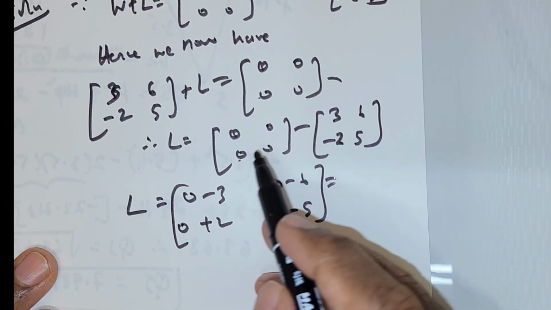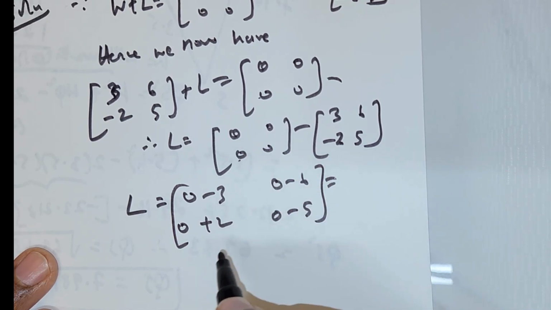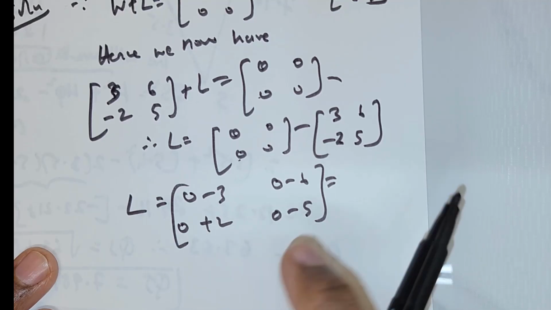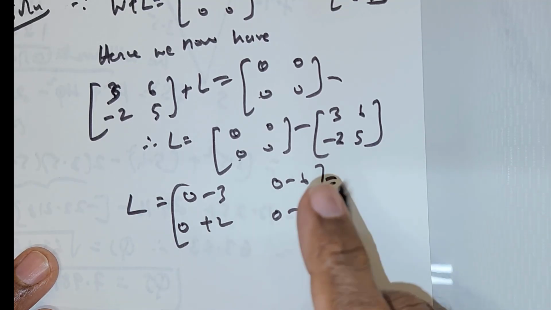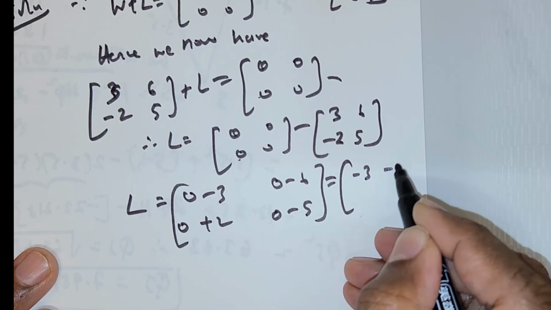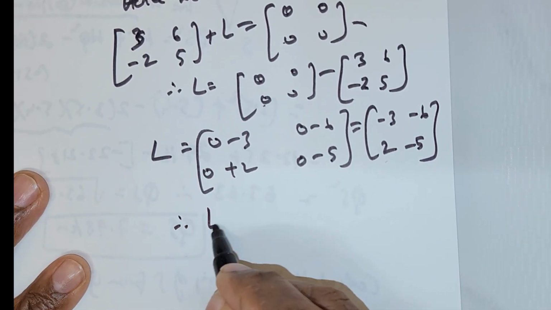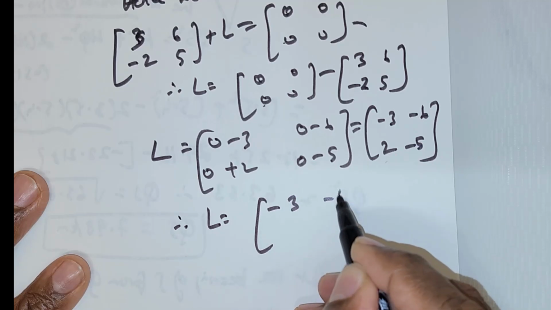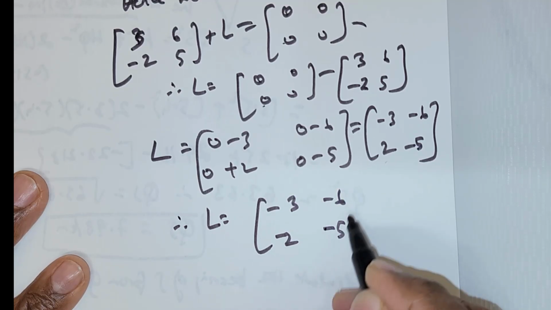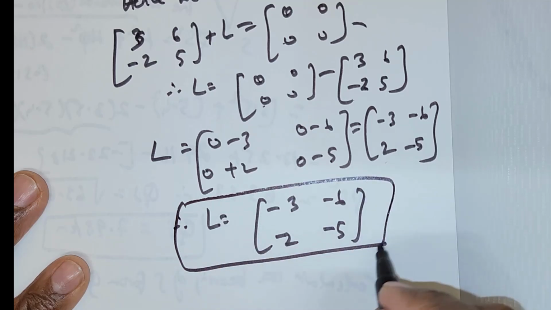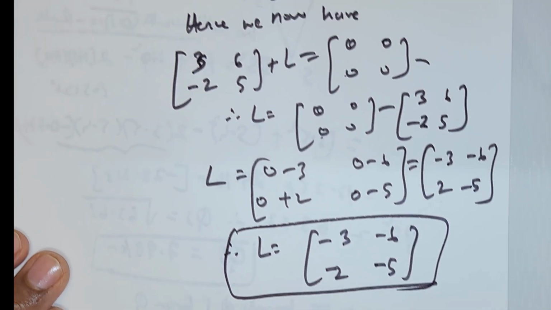Okay, why am I showing you this? In case you have negative elements here, then you will have to follow this principle. So this is equal to negative 3, negative 6, 2 and negative 5. Therefore L is equal to negative 3, negative 6, 2 and negative 5. So this is the solution to this question.